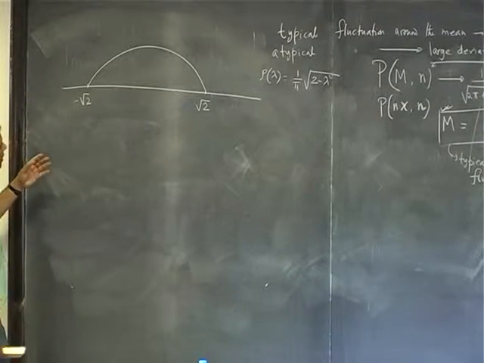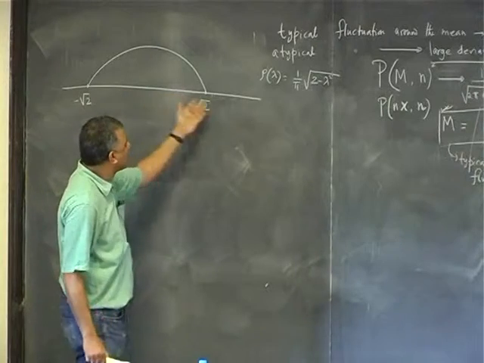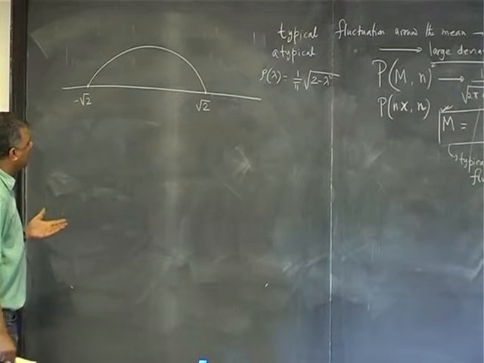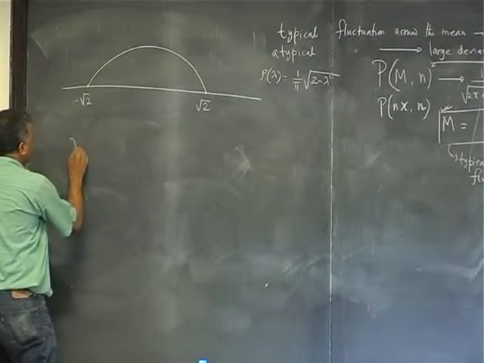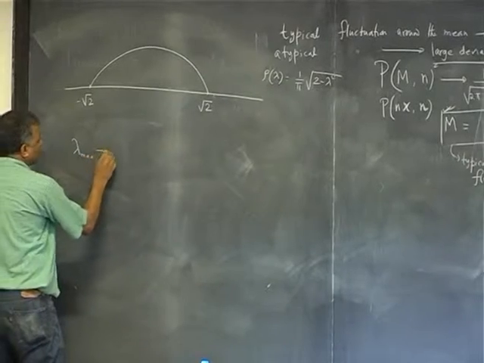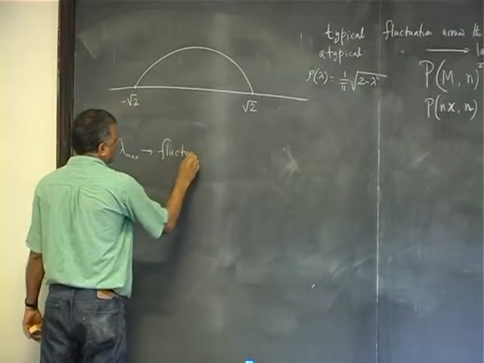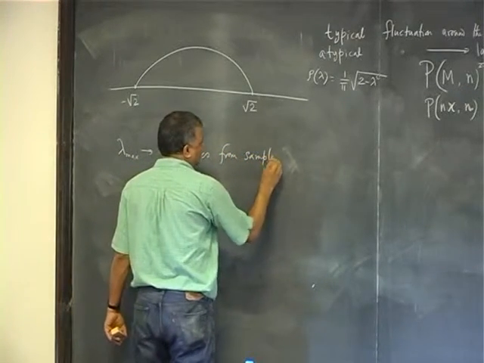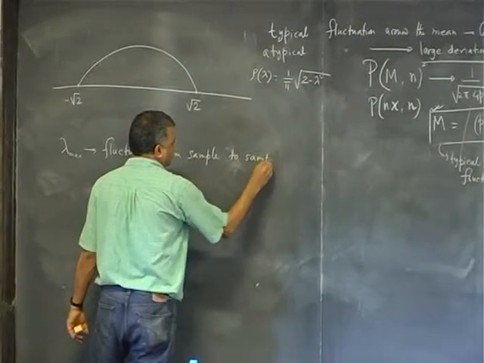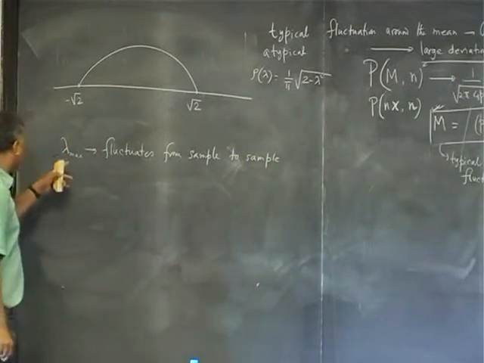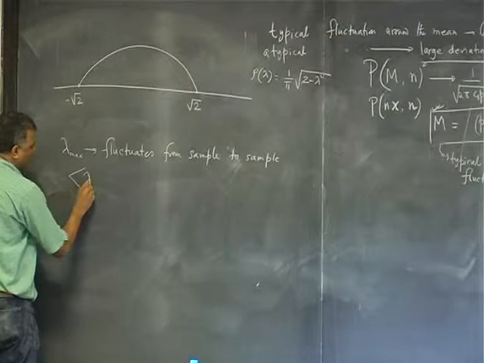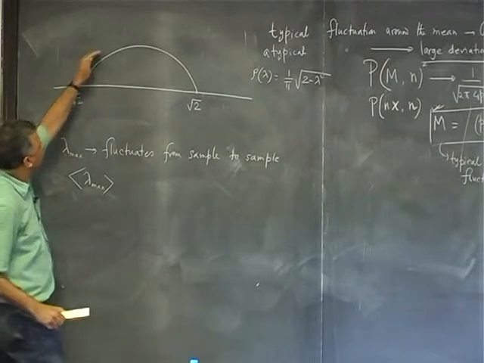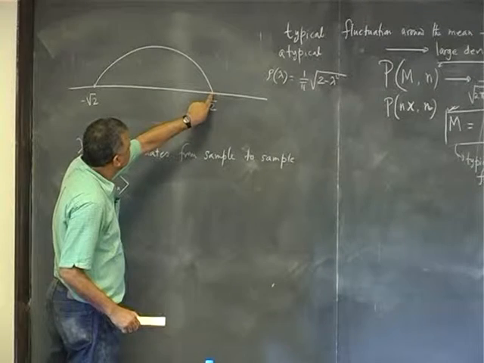So from each sample of eigenvalues, I diagonalize the matrix and calculate the eigenvalues. Imagine doing a numerical simulation. For each sample, you calculate lambda max, the largest eigenvalue. Of course, it fluctuates from sample to sample, so it's a random variable. So what is its average value? We know that on an average the system is there, and the largest eigenvalue is the one at the edge here.